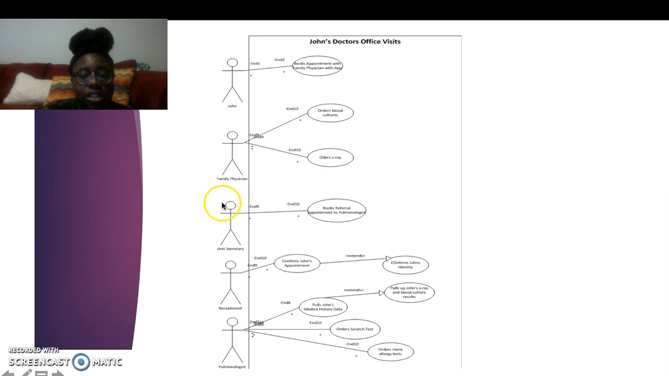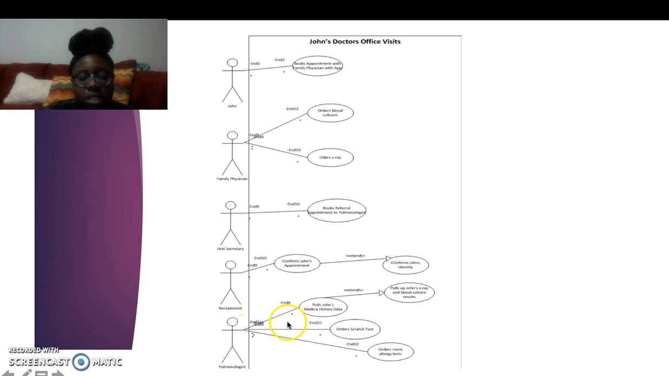The next actor in the scenario would be the unit secretary at the family physician's office, and she interacts with the health information system by booking John's referral appointment to the pulmonologist. The next actor would be the receptionist at the pulmonologist's office. She confirms John's appointment once he arrives and confirms his identity, any insurance information he has, name, date of birth, to make sure everything is correct on file.